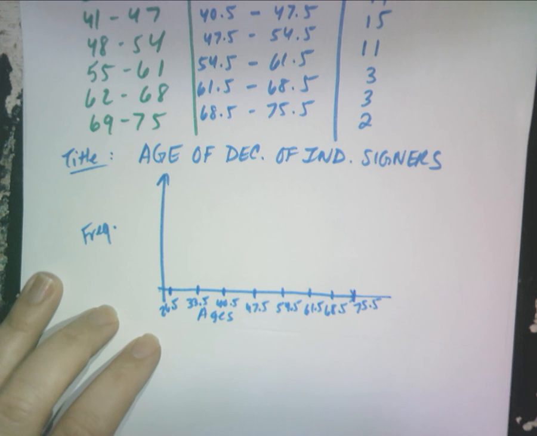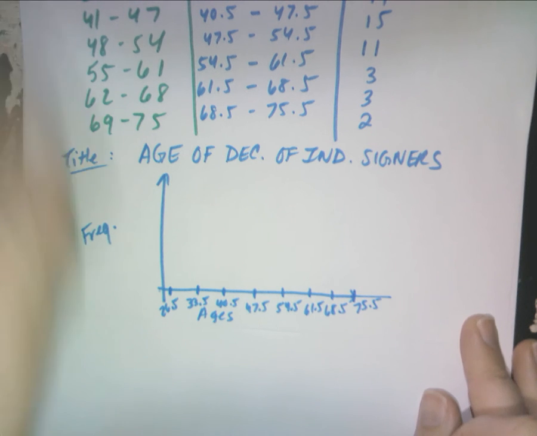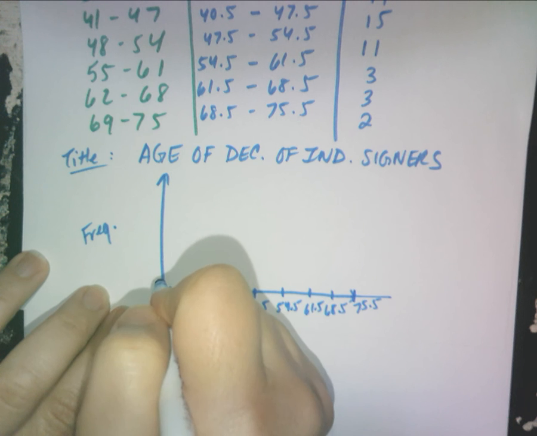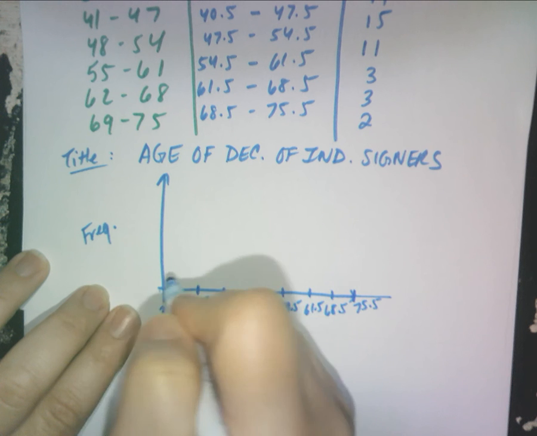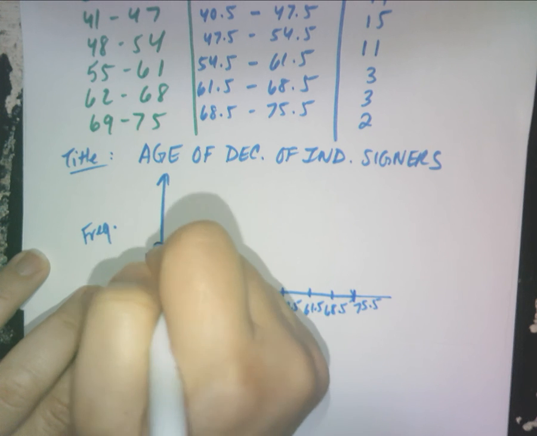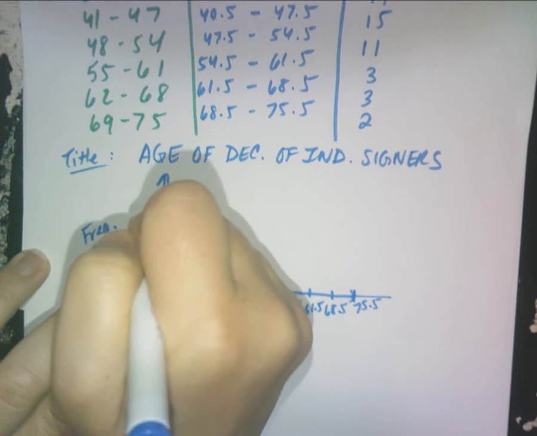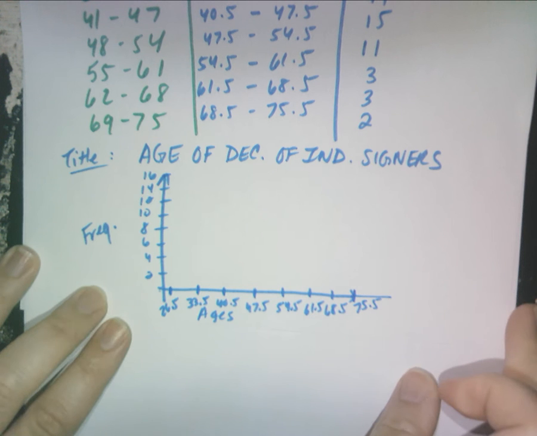And then you draw boxes. I know this is exciting stuff. What do you mean I draw boxes? Actually, let me label this too. I should label, what's my highest frequency? 15? So, you can go up by 2s. I'm going to go by 2s. 2, 4, 6, 8, 10, 12, 14, 16. There we go.